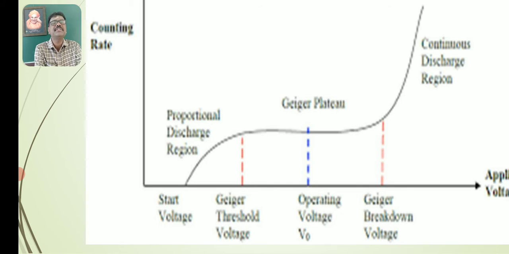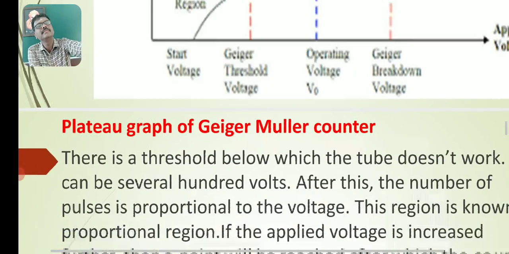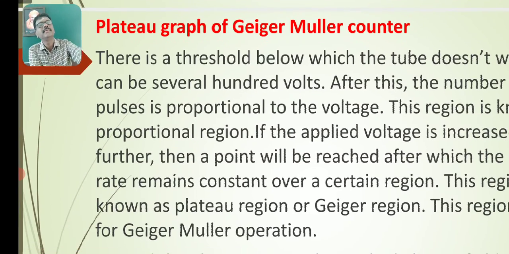So this is the starting voltage, proportional discharge region, Geiger threshold voltage, then operating voltage, Geiger breakdown voltage, and continuous discharge region. This is the nature of the graph obtained if we plot a graph of counting rate versus applied voltage, the Plateau graph of the Geiger-Müller counter.